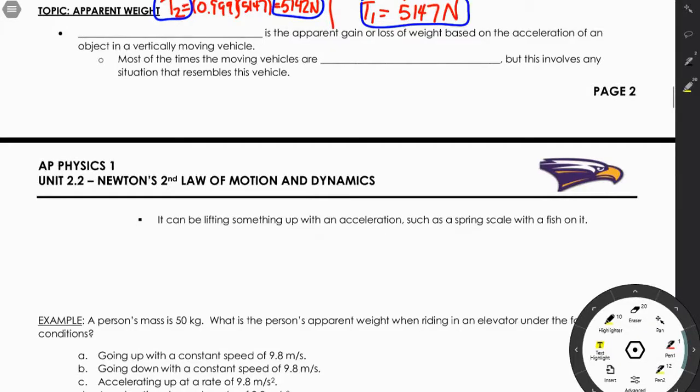Okay, so in this video, we're going to tackle the question around apparent weight. Apparent weight is defined as the apparent gain or loss of weight based on the acceleration of an object in a vertically moving vehicle. The word apparent means you don't actually gain or lose the weight. It just seems like you do. It appears to change your weight.